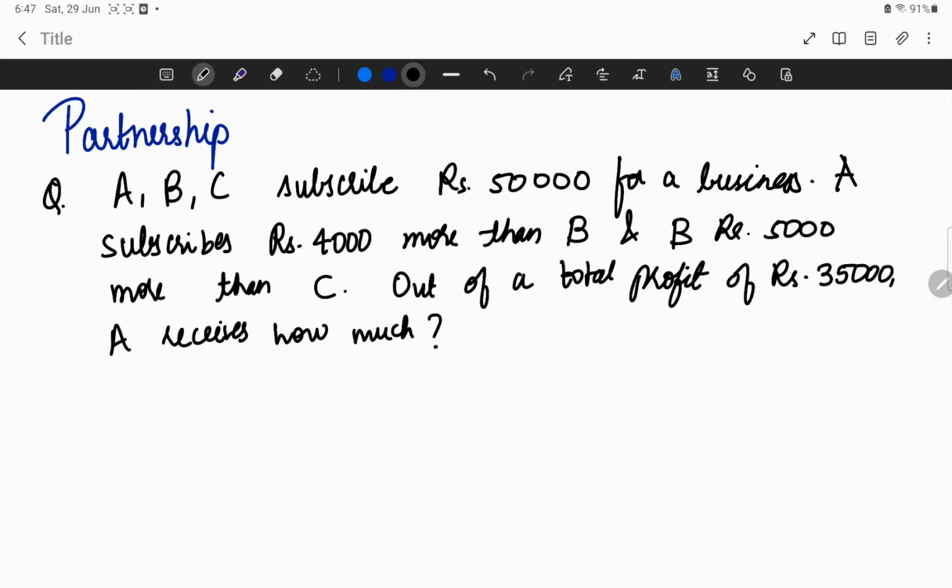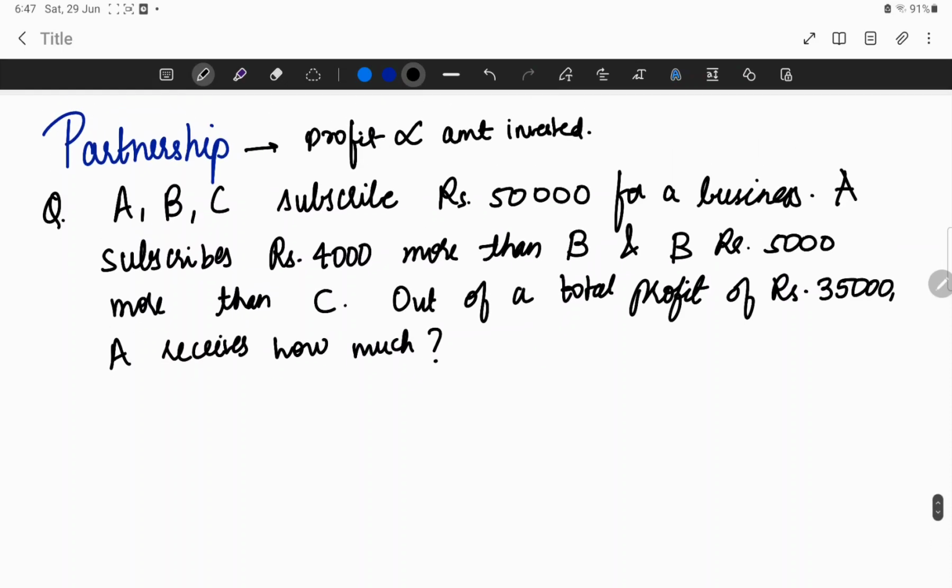So now let's move on to partnership questions. Now the basic concept that you need to remember is that in partnership questions, your profit is sort of directly proportional to the amount you invested. So let's just directly jump into the questions so we get the hang of this better.